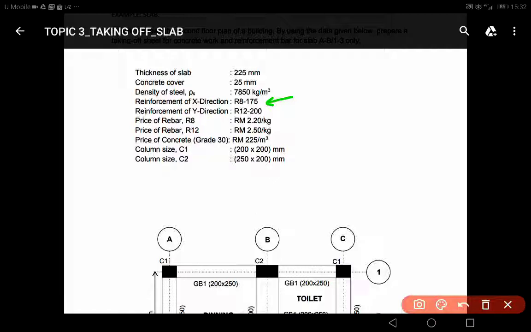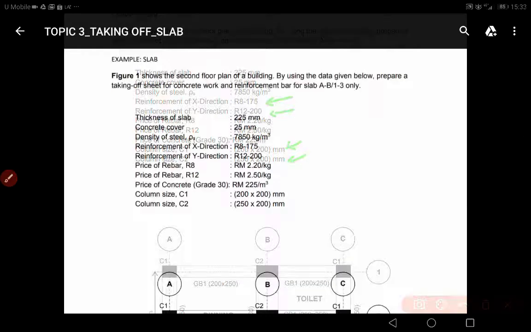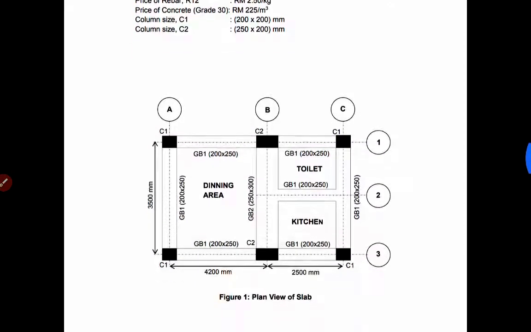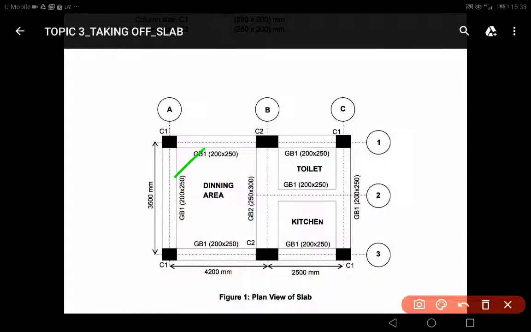reinforcement for Y direction. It uses R12 and the spacing is 200, and also there is a price for R8, R12, price for the concrete, and also provided the column size C1, which is 200 times 200, and there is also size for column C2, which is 250 times 200. So the slab AB13 is referring to this area AB and 13, so it is for dining area.